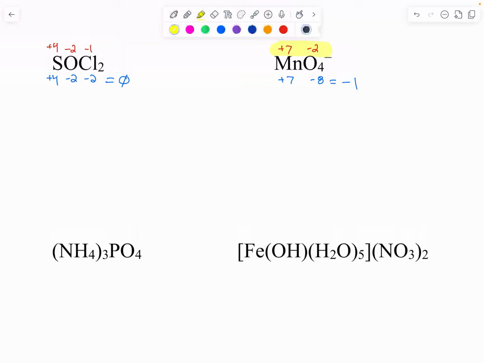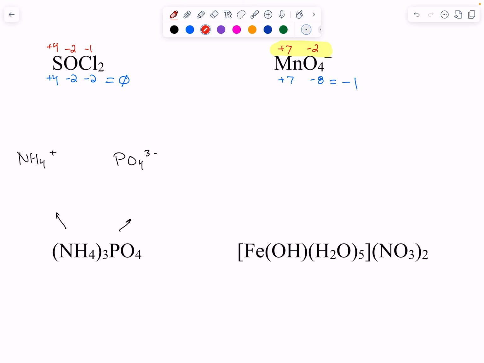All right, so you got ammonium phosphate. Now, here's the thing you can do. You can always separate these. You can separate ammonium and phosphate out. So I have NH4 plus and PO4 3 minus.